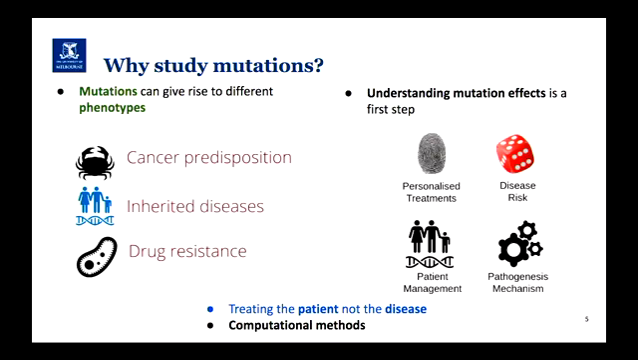So the current situation is we take a long time to develop new drugs. However, pathogens are always evolving and trying to survive. Drug resistance is emerging very, very quickly, so we need new computational methods to inform better drug development. Understanding mutation effects is the first step towards developing better drugs, but also understanding disease and disease risk, developing better and more personalized treatments, as well as understanding pathogenesis mechanisms. So we're going to talk a little bit about these today.